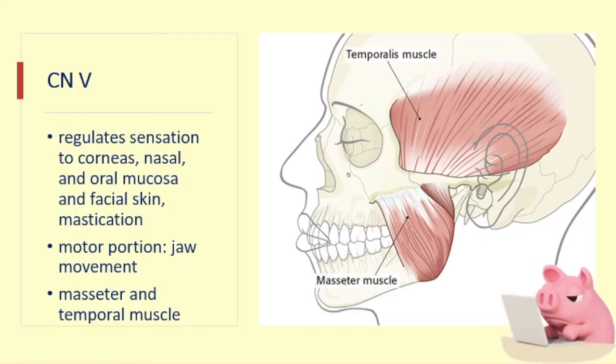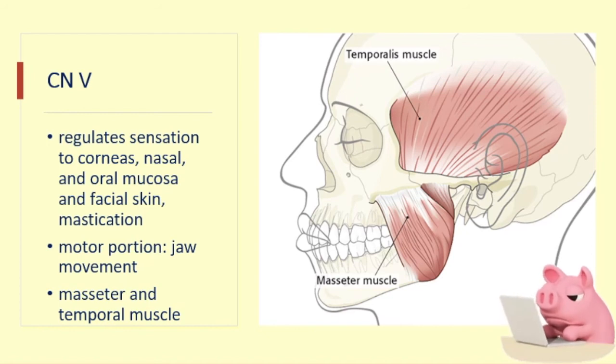Then for your CN5 assessment, recall that this has both motor and sensory functions. Some say "Marry Money". So that's why you would be assessing the jaw movement, and then you'll also be checking the masseter and the temporal muscle, because these are all elevated by your cranial nerve number 5. Look at the diagram on the right. That will be the location of your temporalis muscle and your masseter muscle.